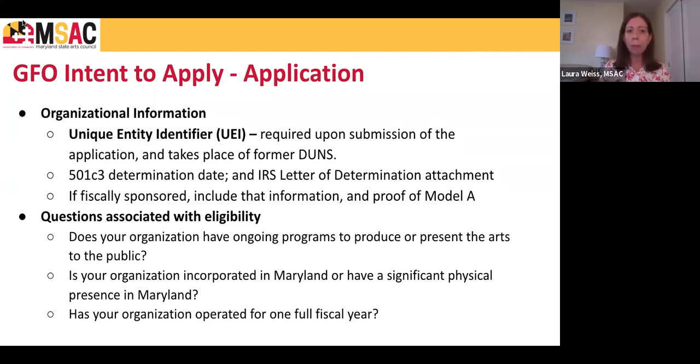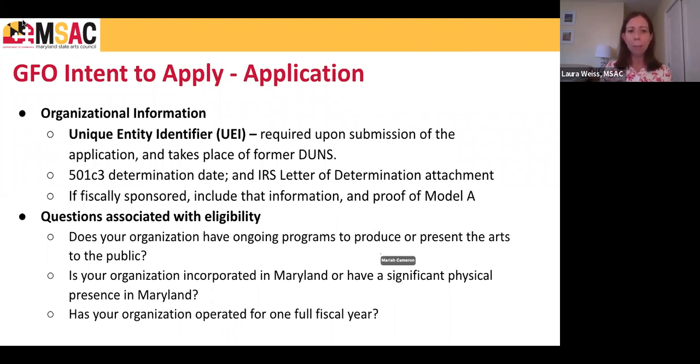program. The first thing that is needed is a slightly new requirement, and that is that you will need to submit your organization's unique entity identifier, or UEI. This is new, it's not a number, it's a series of numbers and letters, but it is taking the place of the former DUNS number. As a nonprofit organization, you should be assigned this through sam.gov. If you do not have this information, you will need to register to get it before you can submit your intent to apply.